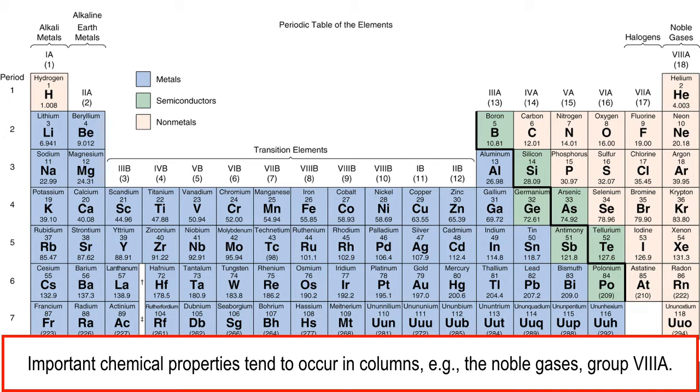Here's the periodic table, and one of the things that scientists discovered starting with Mendeleev is that the chemical properties tend to occur in columns. In other words, if you arrange by atomic number, the elements in each column have very similar properties. One of the easiest ones to identify is the column on the far right. That's the noble gases, group 8A.